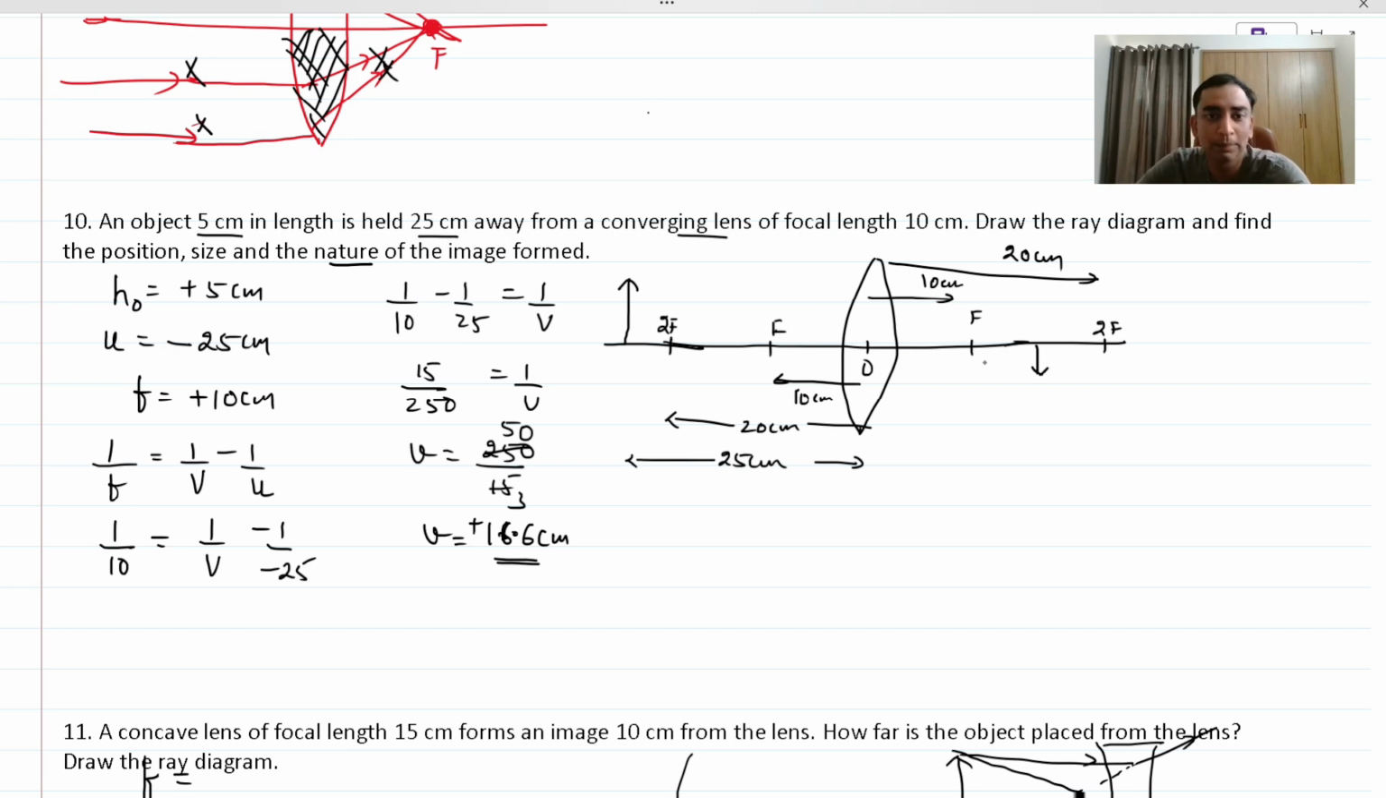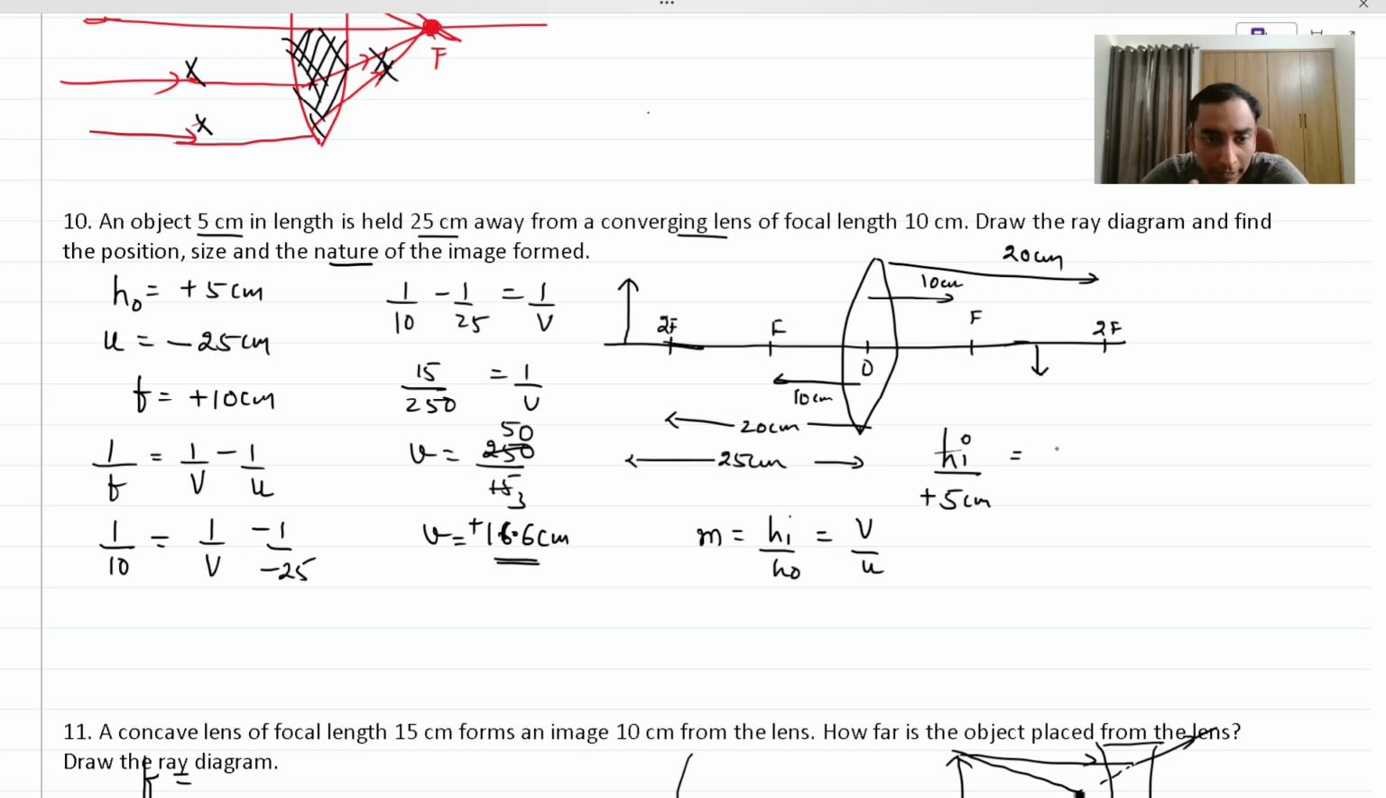So this is how you can judge. Now the complete ray diagram I'm just leaving on you. You can simply draw two rays and find out the image, right? The size of the image, so basically magnification is equal to Hi upon Ho, that is equal to V by U. So now let's substitute Hi, the height of the image, upon the height of the object, which is 5 centimeters, positive. That is equal to V by U.